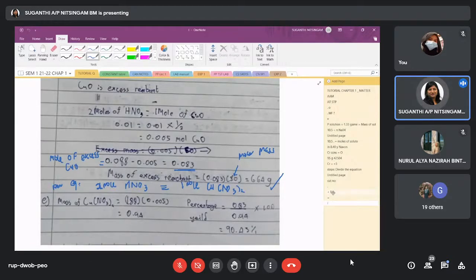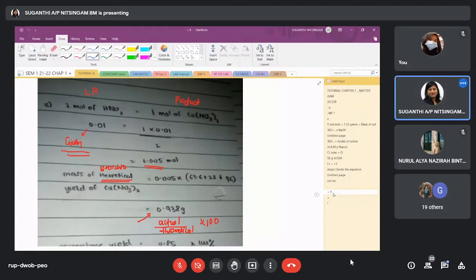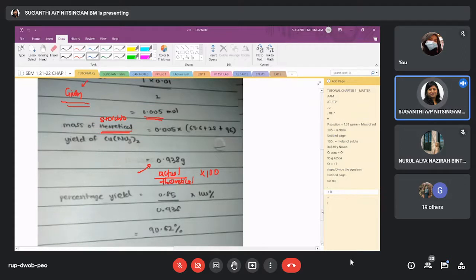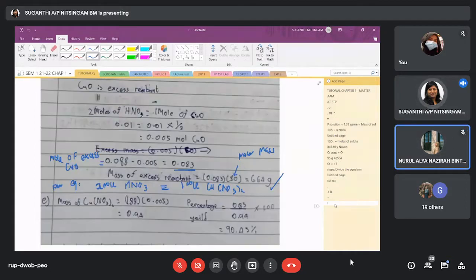90.43. What did you all get for this? Is it 90.43? Is it 90.43 or 90.62? Kelas kamu dapat berapa? 90.62. Did you see here whose work is this? Lakshan, is this your work?